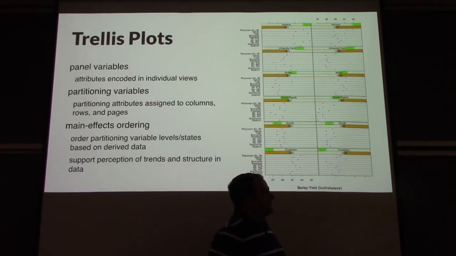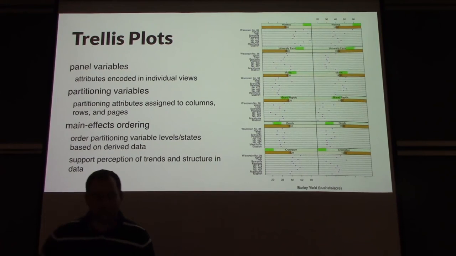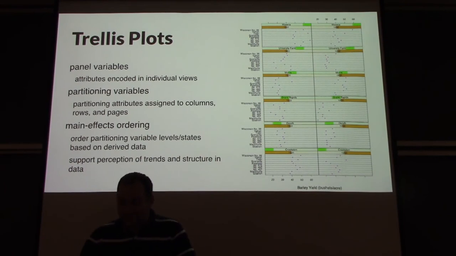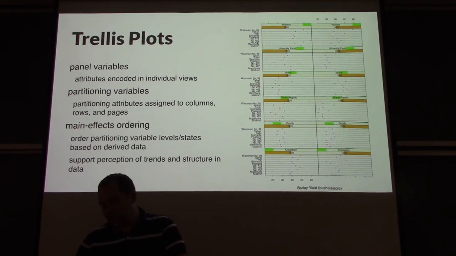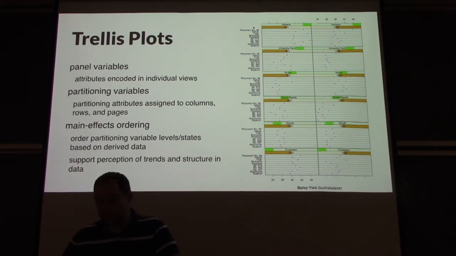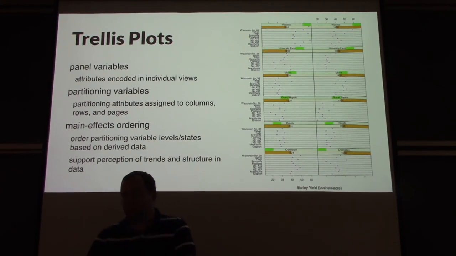An example of a visualization technique that takes this partitioning to the extreme is the Trellis plot. In the Trellis plot, we have panel variables and partitioning variables, and it also does things like main effects ordering. The panel variables are the attributes encoded in the individual views. What we see here is the barley yield in 1931 and 1932 in different areas, and then within those areas, four different types of grain. So we have these three different facets to the data. We are partitioning the attributes. The partitioning attributes are assigned to columns, so this would be the years in this case.